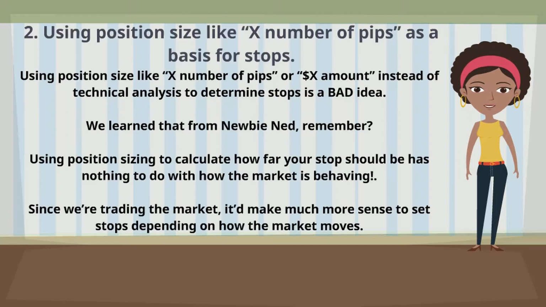2. Using position size like X number of pips as a basis for stops. Using position size like X number of pips or $X amount instead of technical analysis to determine stops is a bad idea. We learned that from newbie Ned, remember? Using position sizing to calculate how far your stop should be has nothing to do with how the market is behaving. Since we're trading the market, it'd make much more sense to set stops depending on how the market moves.